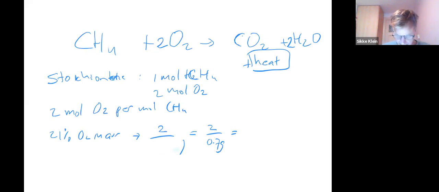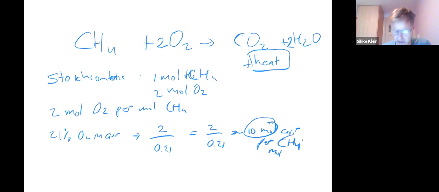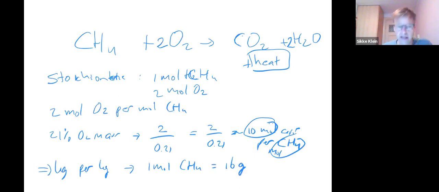My apologies, that was not right. That's about 10 mole air per mole CH4, and this is really the stoichiometric amount of air per mole CH4. This is all expressed per mole, but in reality, in most cases we work per kilogram. So 1 mole CH4 is 16 gram, and we can do the same for air. 1 mole air is 28.97 gram.